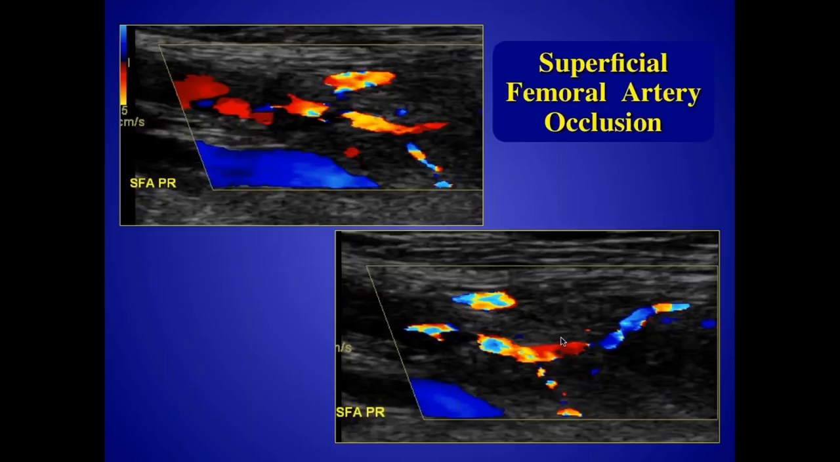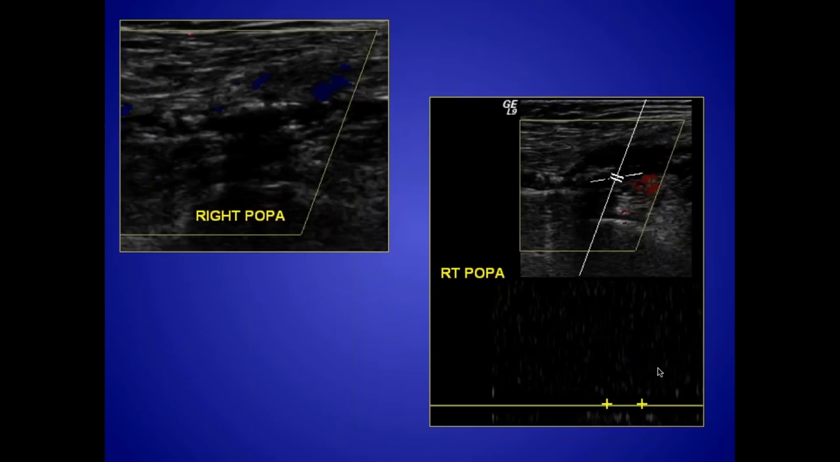So as we continue down and look at the rest of the superficial femoral artery, we see it's occluded. As we look down here, we see that there are collaterals coming off, but no flow in the superficial femoral artery, so it is occluded. The lesion was further down, as we suspected. And as we move further down the leg, we notice that the popliteal artery is also occluded.